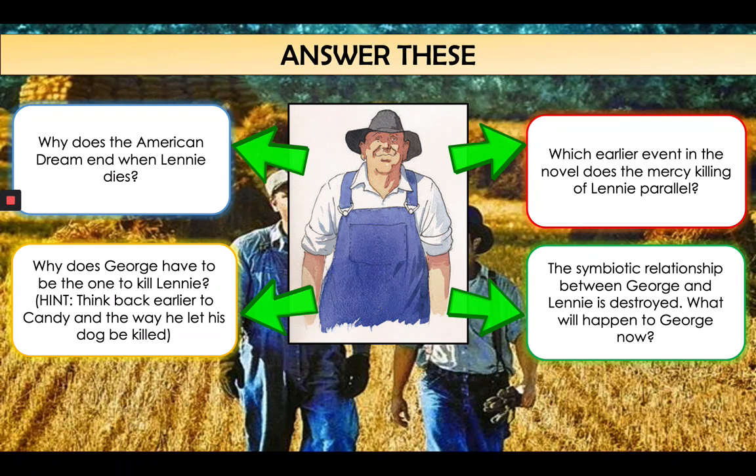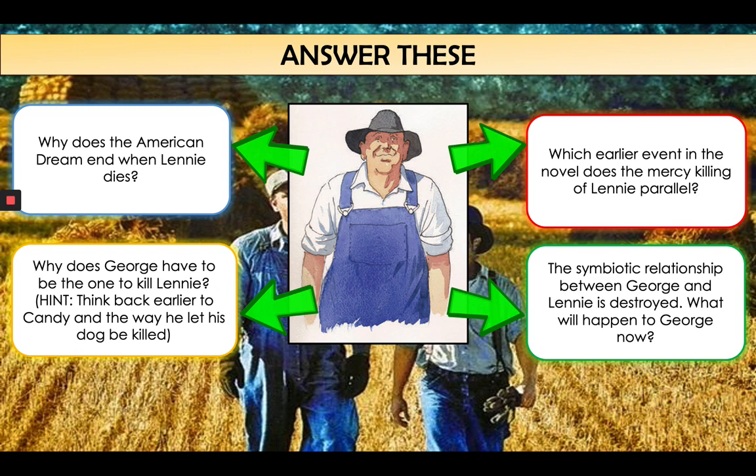Which earlier event in the novel does the mercy killing of Lenny parallel? We have another mercy killing earlier on in the novel, which we did look at quite closely in some of our previous work. So which event does that link strongly to?